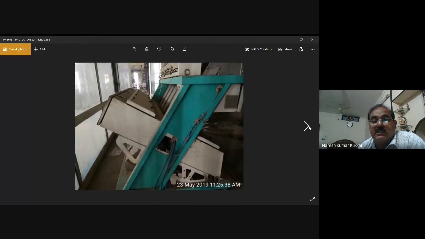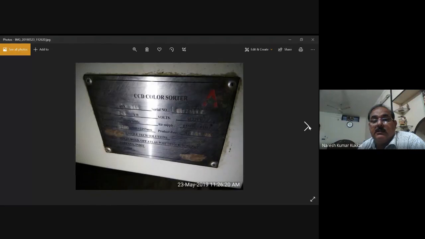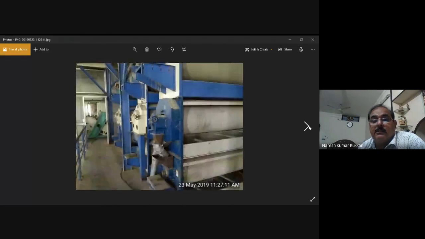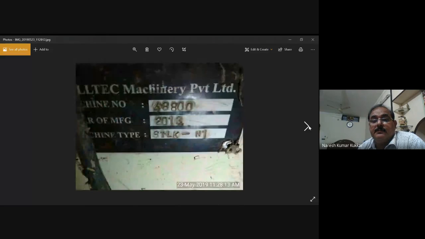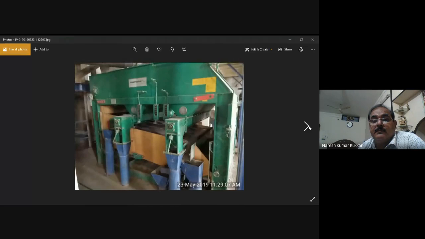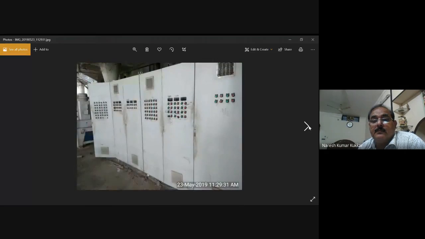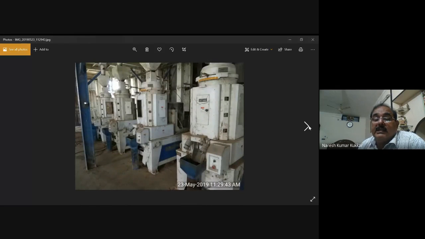This is the second Sortex machine in this section. These are another type of whitener, which are polishers. These are the 4 other types of polisher. Now there is Satake make, an American company. Satake is there.